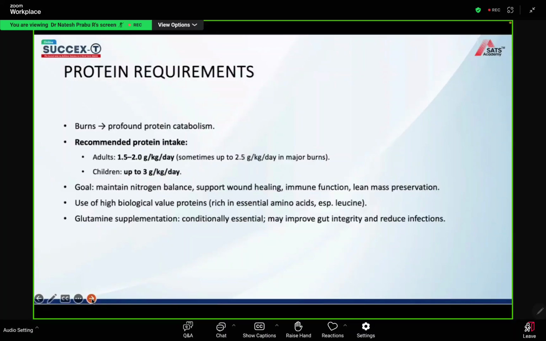The normal protein requirement in a normal adult patient is 1.5 to 2 gram per kg per day. Sometimes in burn patients we need to supplement up to 2.5 to 3 gram per kg per day. The goal is to maintain normal nitrogen balance and support wound healing in these patients.